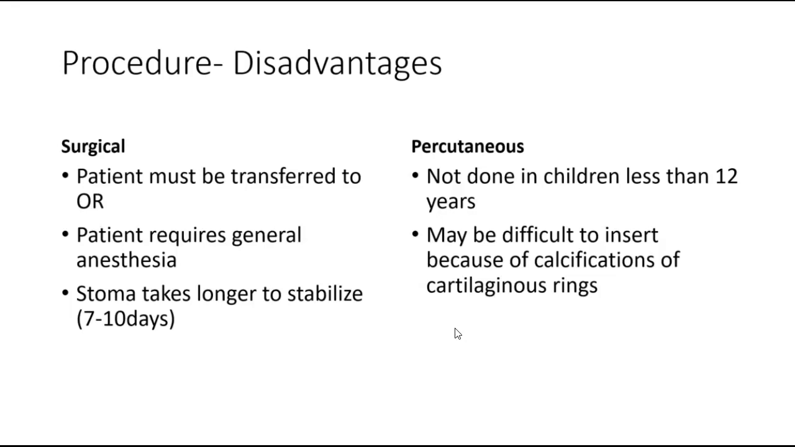Some of the disadvantages: if you're taking this patient to surgery for it, they have to be transferred. They're going to need general anesthesia. That stoma, that opening, usually takes a little bit longer, usually 7 to 10 days, to stabilize. The disadvantage of the percutaneous one is that, again, it can't be done on children less than 12. And you might run into difficulty inserting the trach due to calcifications and things like that of those cartilaginous rings in the trachea.